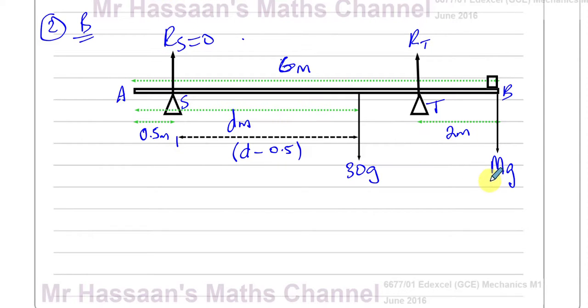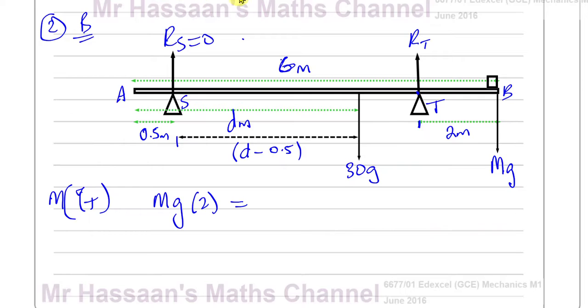So now what we're going to do is take moments about the point T. If we take moments about T, then we have the clockwise moments, which are going to be mg times 2, equal to the anti-clockwise moments. If I'm taking moments about T, I need to find this distance, which is going to be from there to there is D.